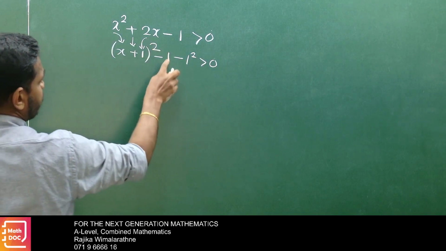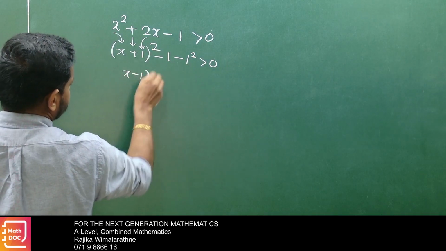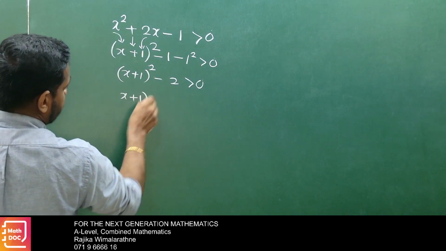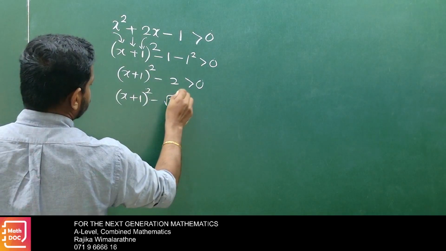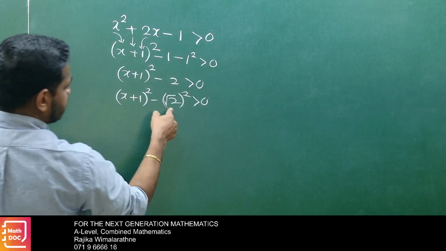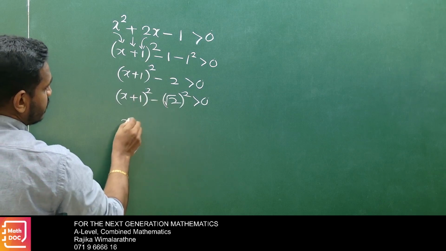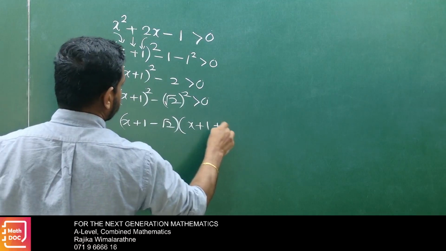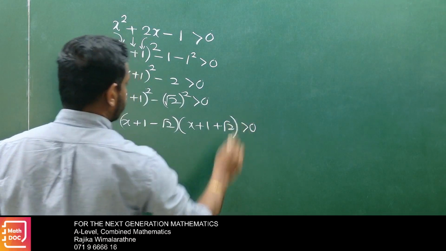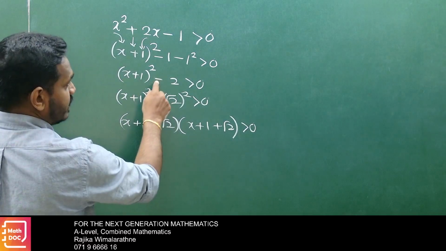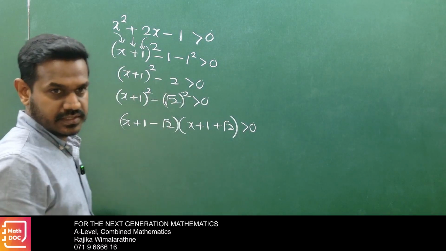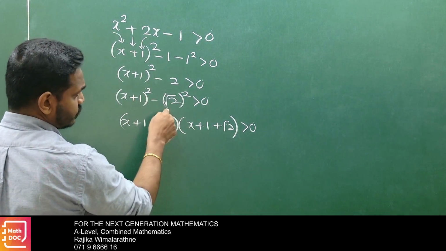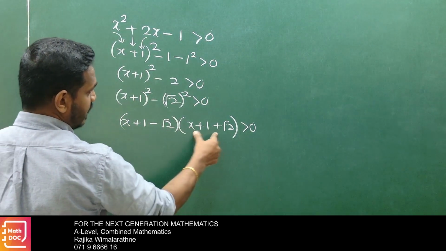Then (x+1)² − 1² ... then (x+1)² − 2. For this case we write (x+1)² − (√2)² like this. Now, difference of two squares pattern: (x+1−√2)(x+1+√2) > 0, no? So here we have minus, no? Then definitely we have factors. They are irrational factors. Then you write it like a difference of two squares, then factorize: (a−b)(a+b).